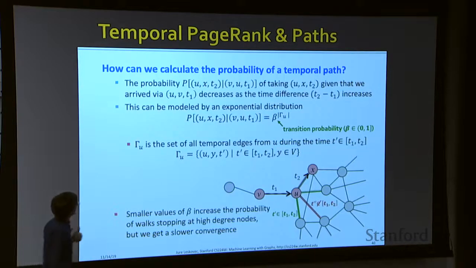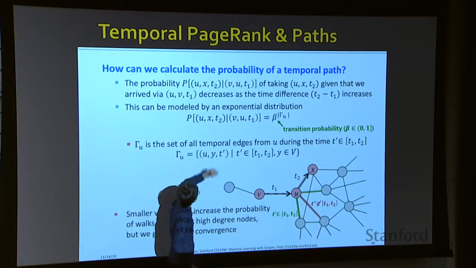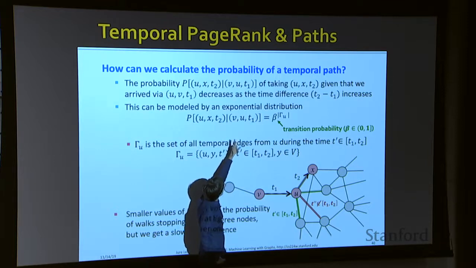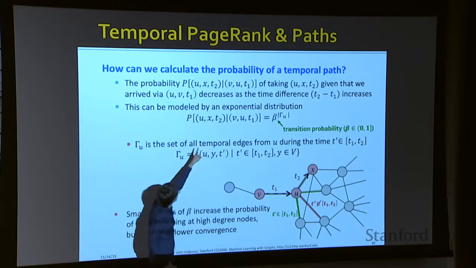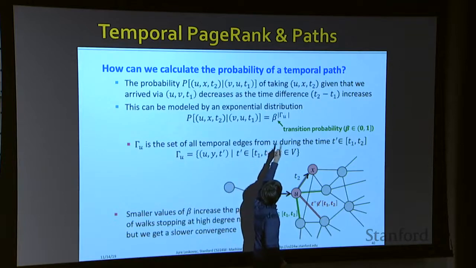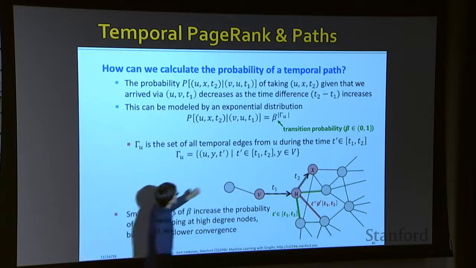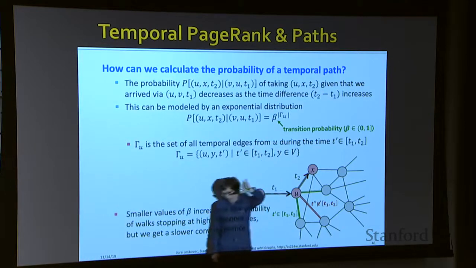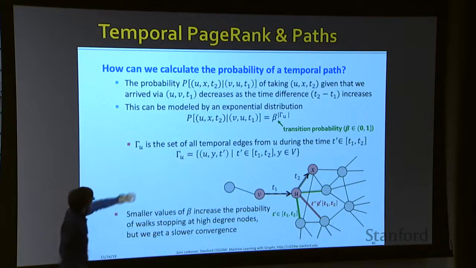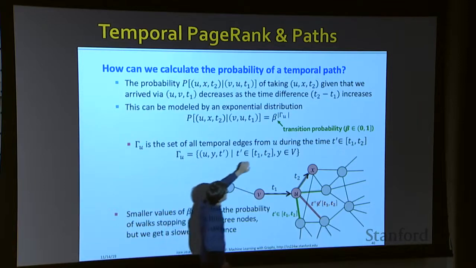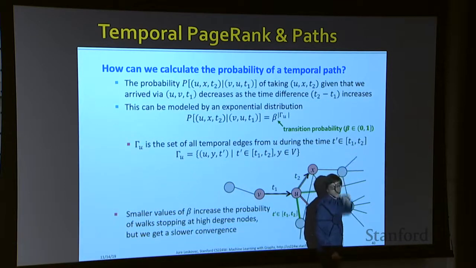So the way people model this is to say the transition probability, when I arrive at U at T1, and now I want to go from U to X at time T2, should be beta raised to some power gamma, where beta will be between 0 and 1. So with increasing gamma, this will get smaller. And then how is gamma defined? Gamma is defined as the set of all temporal edges from U during this interval T1 to T2.